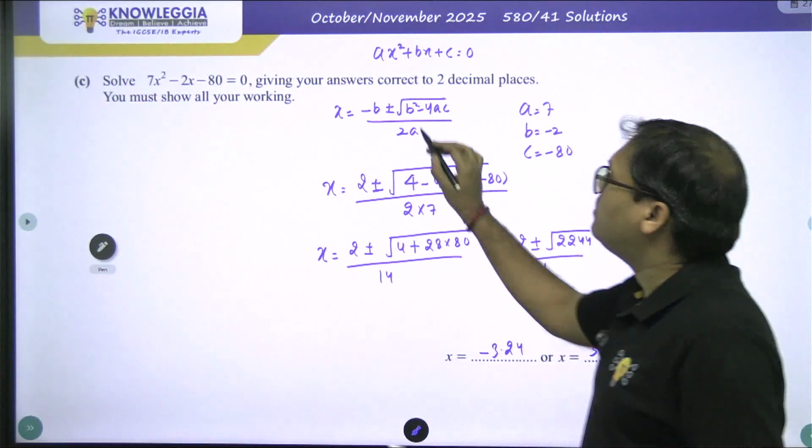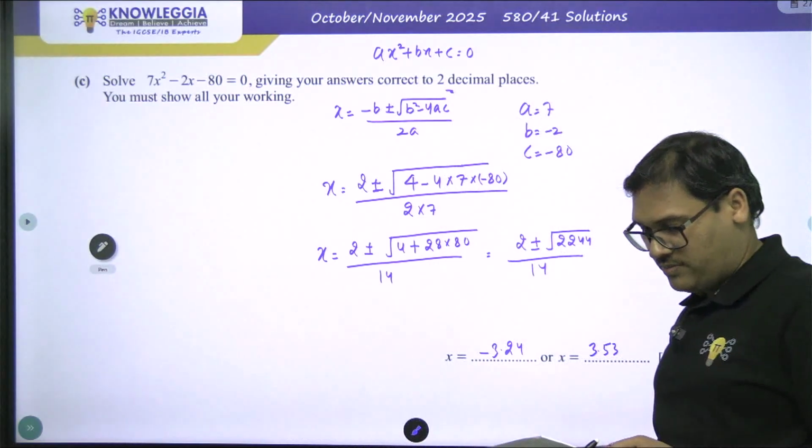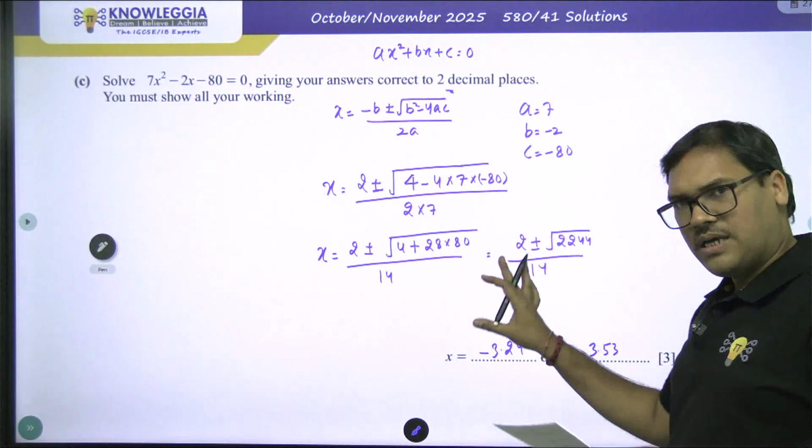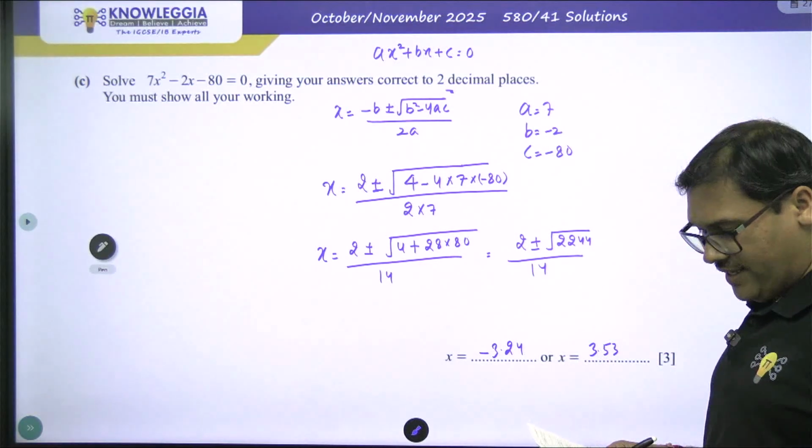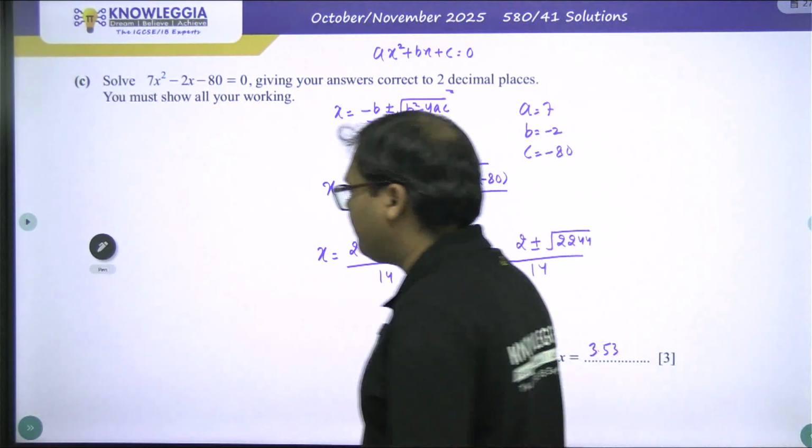You would write the answer to 2 decimal places. They have mentioned 2 decimal places. Okay. So just calculate the value using the calculator. You will find this is minus 3.24 and 3.53. I hope this is clear.